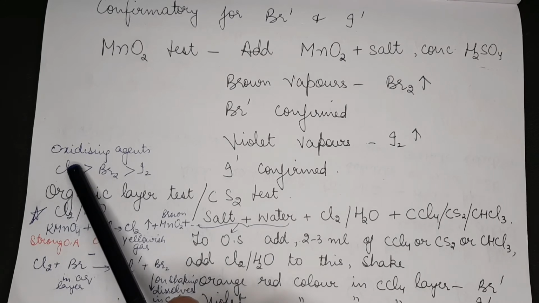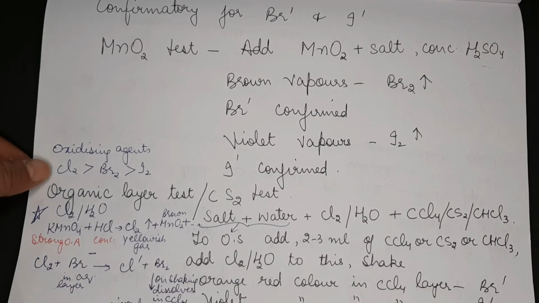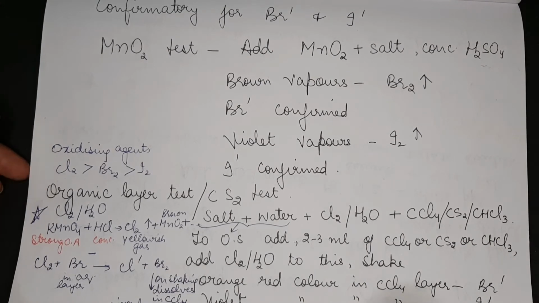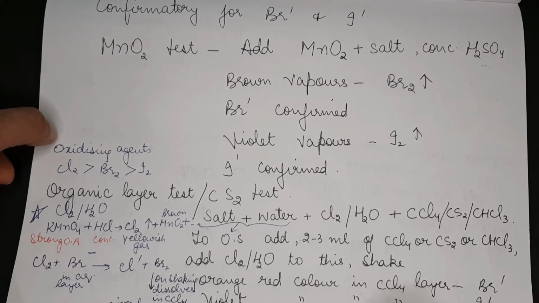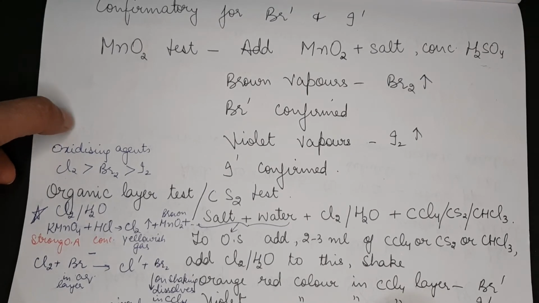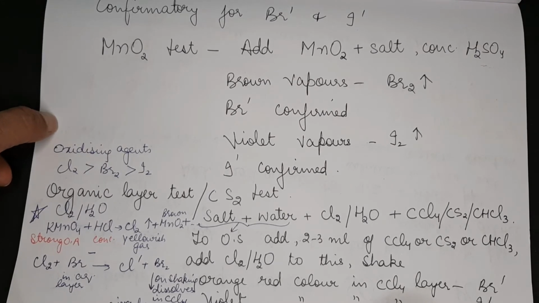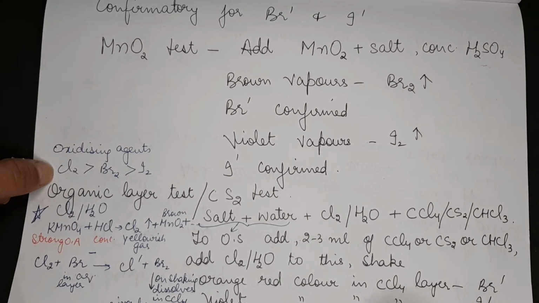And I've told you earlier also, the oxidizing agent order for halogens is chlorine > bromine > iodine. The reducing agent order of halogen acids, which we did a little while back, is HI the best reducing agent, followed by HBr, followed by HCl. So the best reducing agent is HI amongst halogen acids, but amongst halogens the best oxidizing agent is chlorine.